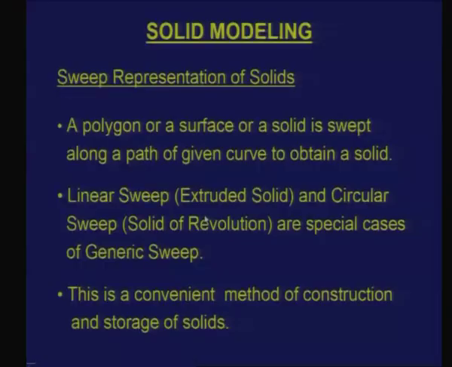Of course, among the sweep representations of solids, just like curves and surfaces, there are two of special interest. One which we call a linear sweep. If I take a polygon or a surface and sweep it along a straight line, the object which I get is an extruded object. Or I can have a circular sweep, where the object is swept along the path of a circle or a circular arc. So, I can have a solid of revolution, which may be a complete 360 degrees of revolution, or it can be partial too, which are special cases of a generic sweep.